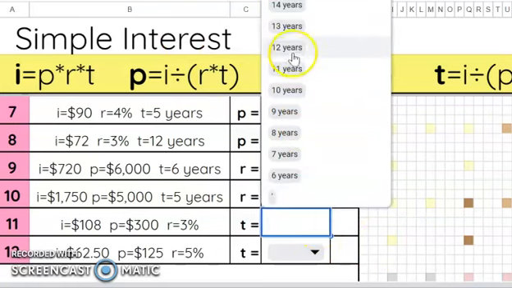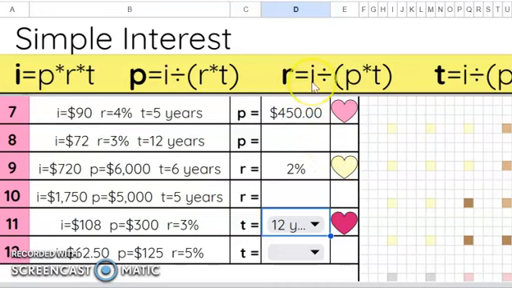I did add some drop-down menus so that you don't have to worry about the spelling. All right, let me know if you have more questions.